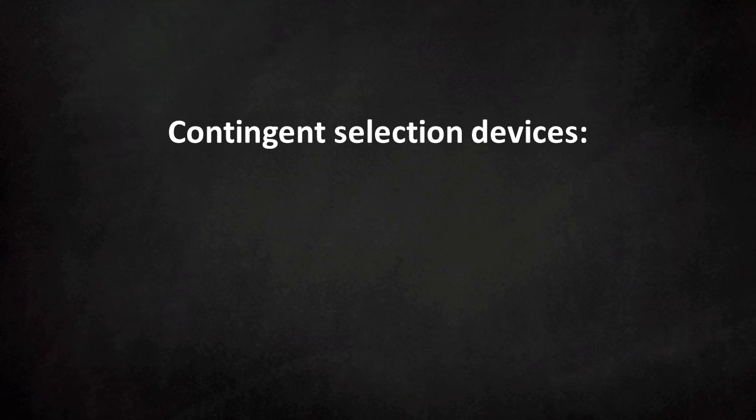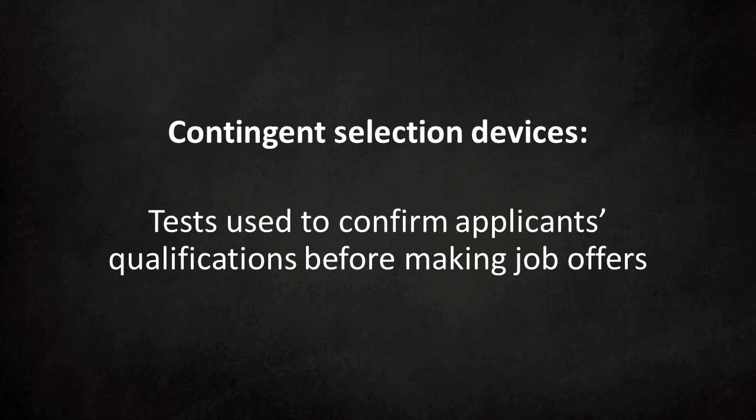The final hurdle of the selection process relies on contingent selection devices that provide a final check on applicants' qualifications either before or after a job offer is made. Applicants who pass these tests receive job offers, while those who fail these tests are rejected. Examples include drug tests and medical exams.